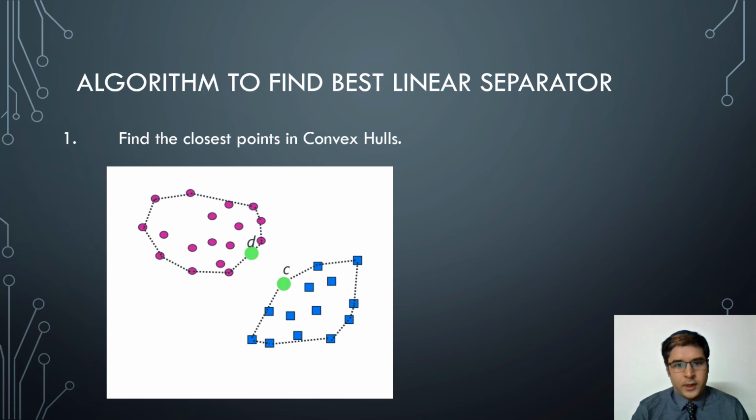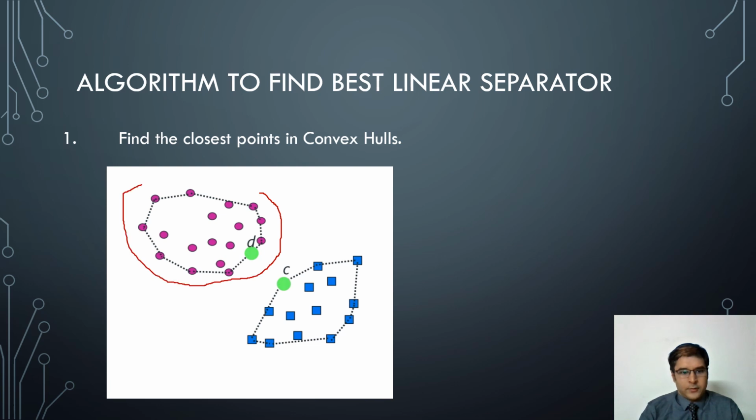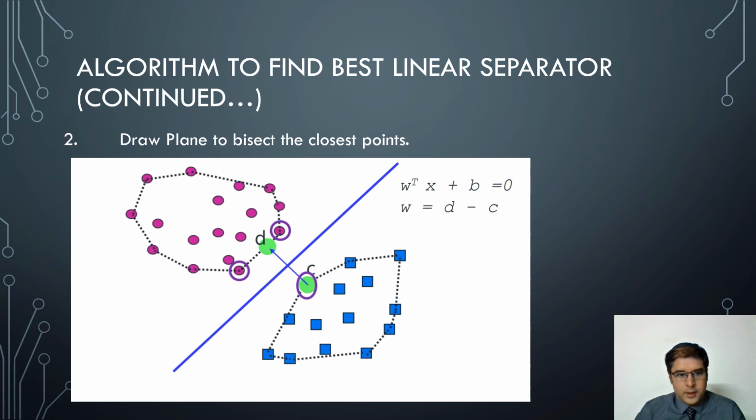So we discuss the algorithm to find the best linear separator. Given the set of data points, we find the closest points in the convex hulls. Basically, convex hulls are formed out of the pink dots like this, and out of the blue squares like this. These two convex hulls have the closest points as this and this. So we find them. Next we draw a plane to bisect the closest points. This is the blue line, which is the plane that bisects the closest points.